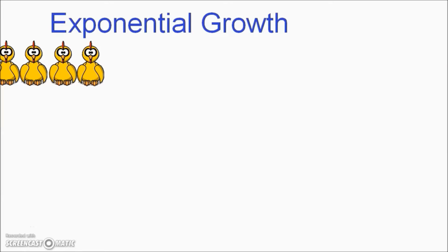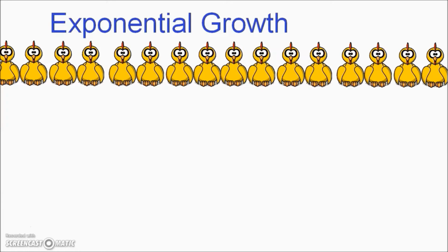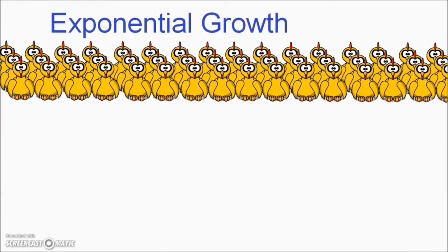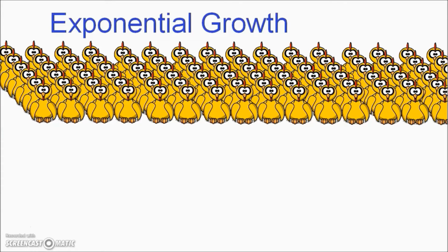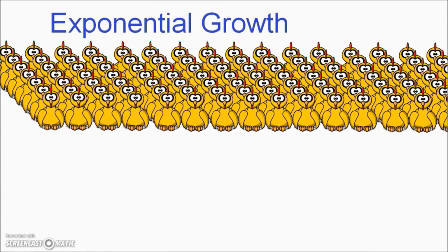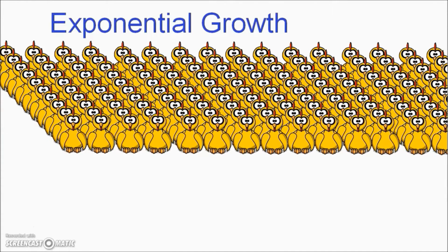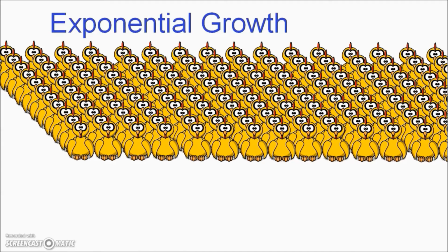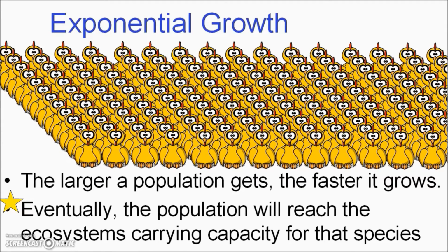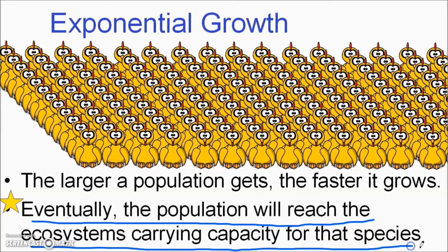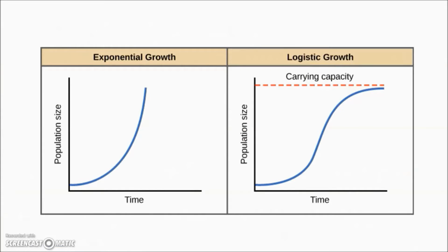Here we see our friends again, our bird population increasing in size, greater and greater. It's just going to keep getting bigger and bigger, right? Until we have no more room for birds anywhere else on the planet. We're just covered up to our knees in birds. Well, no, that's not going to happen, because eventually the population is going to reach the ecosystem's carrying capacity for that species, and we learned about carrying capacity in a previous lesson.